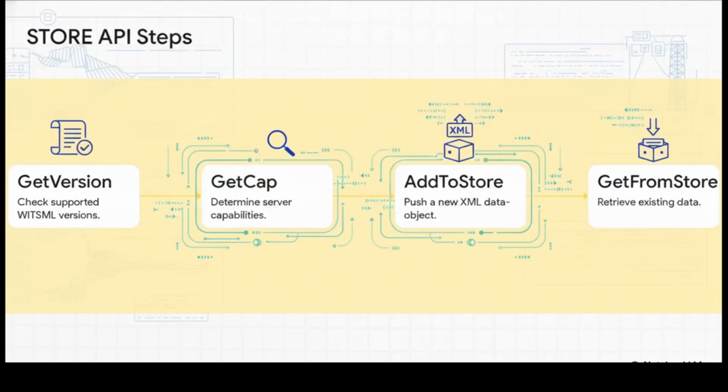So what do those interactions actually look like in practice? Well, a client executes a very specific step-by-step sequence of SOAP functions. First up, it calls WMLS_getVersion to check which versions of WITSML the server actually supports. Second, it calls WMLS_getCap to determine the server-specific capabilities. Third, if it wants to push data, say a new log, it uses WMLS_add_to_store. And fourth, if it wants to pull data down, it uses WMLS_getFromStore. It's a very deliberate conversational handshake between the software components.